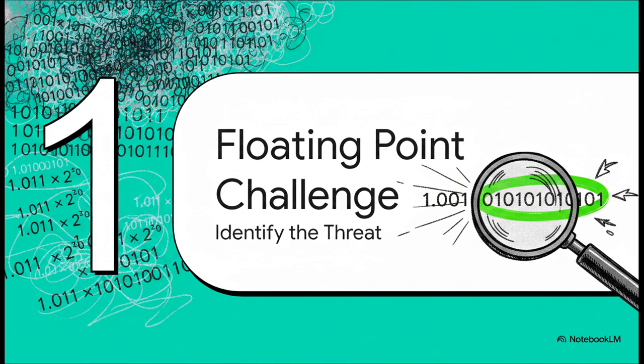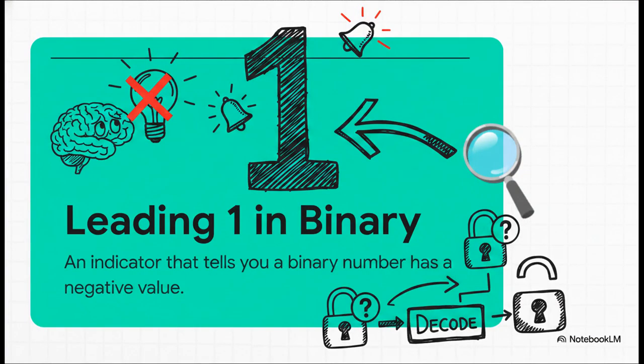Let's start by identifying the main threat you'll face on the battlefield of your exam paper. When you're staring at floating point binary numbers, it just looks like a massive jumble of ones and zeros, right? But there's one specific signal you literally need to train your brain to scan for immediately. If you spot a leading 1 in your mantissa or your exponent, you're dealing with a negative value. That means immediate conversion is required. If that very first bit on the far left is a 1, alarm bells should be ringing in your head. It means the number is hiding its true decimal value and we've got to decode it.